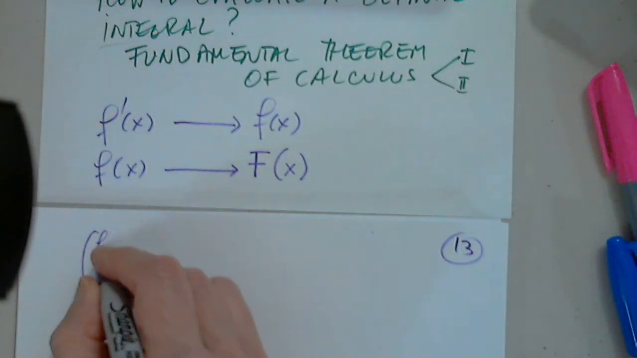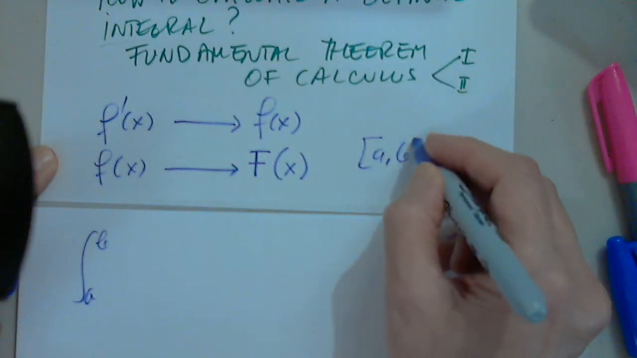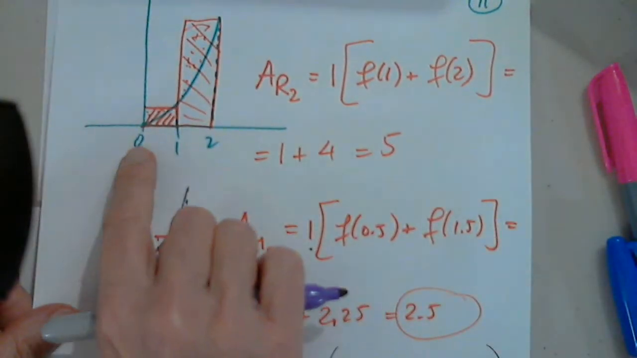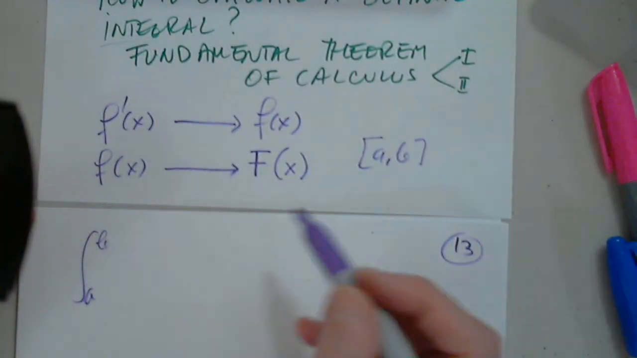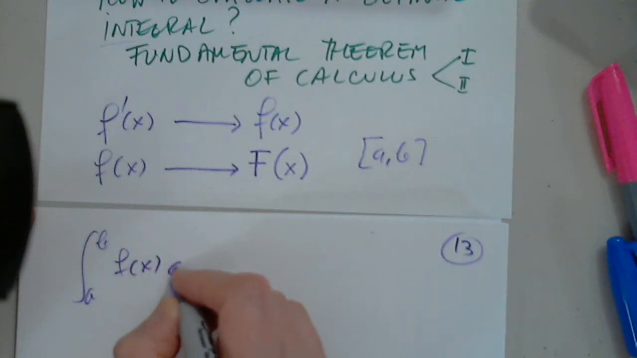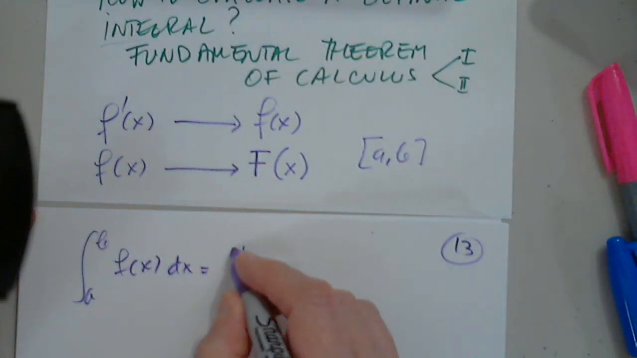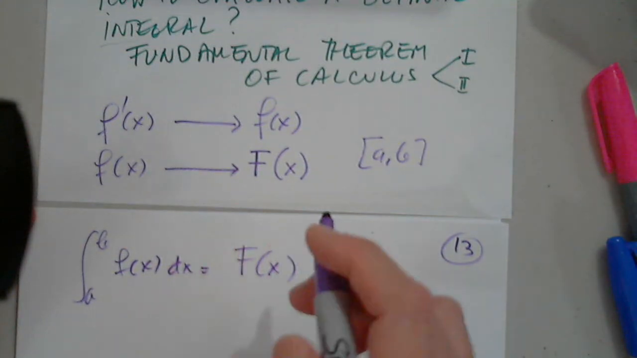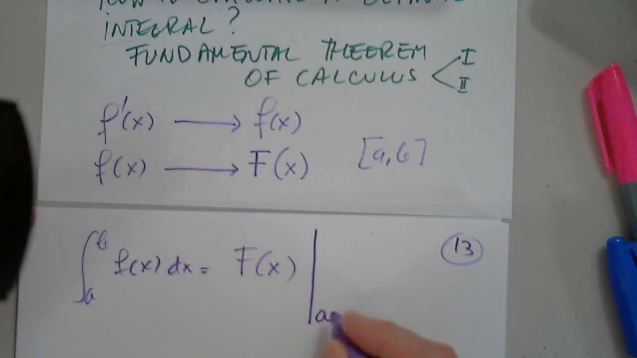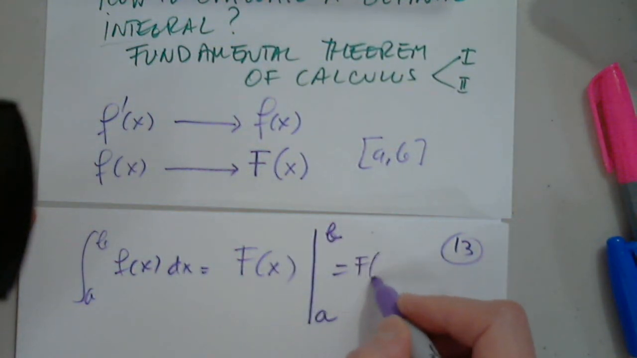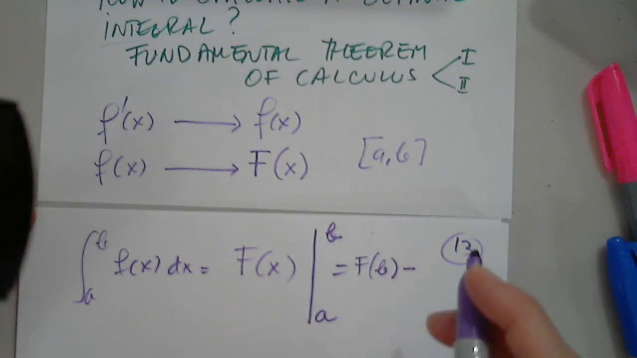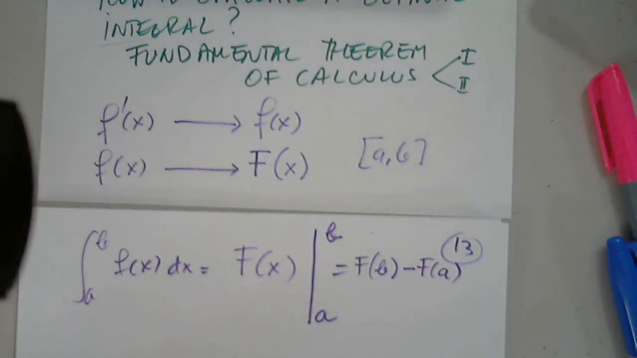The integral from a to b. So a to b is the interval we are talking about. In my example, the interval is 0 to 2. So that's where the a and b come from. The integral from a to b of f of x dx equals the antiderivative of function f of x evaluated from a to b. How do I do this? I plug in the upper and I subtract what I get when I plug in the lower. So that's what the fundamental theorem of calculus is teaching us.